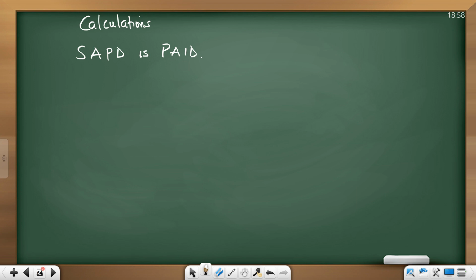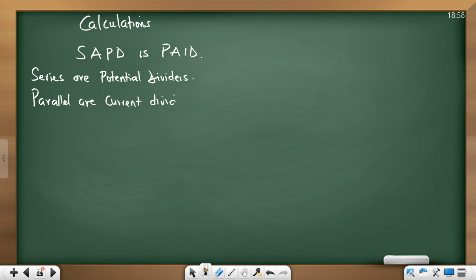What does it mean? Series are potential dividers, and parallel are current dividers. Okay, now, what else? I'm just doing a summary here for you.